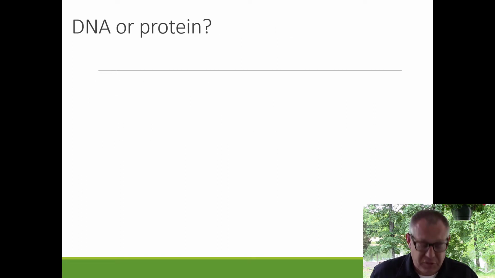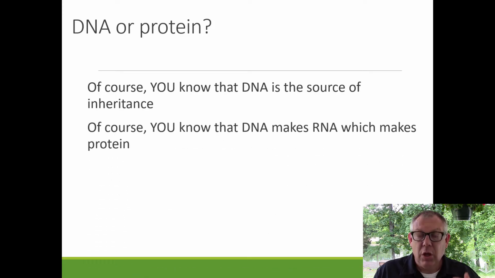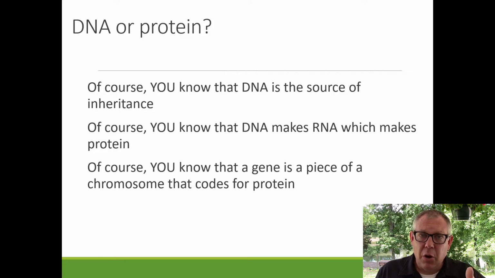So let's start talking about the structure of DNA a little bit. So the first question is DNA or protein? Okay, so you know that DNA is the source of inheritance, right? That the genes get passed on through the DNA. You know that. You know that DNA makes RNA, makes protein. We've said this 100 times. And you know that a gene is a piece of DNA or a piece of a chromosome that codes for a protein.